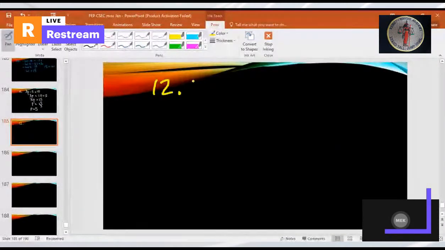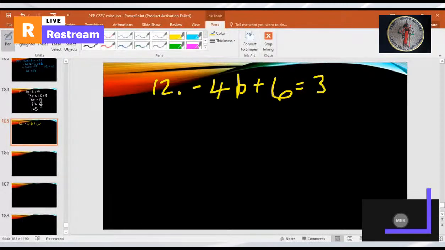Number 12, negative 4b plus 6 equals 38. Start by moving the 6 to the right. So we have negative 4b. It's plus 6. When I move it to the right, it's going to become a negative.